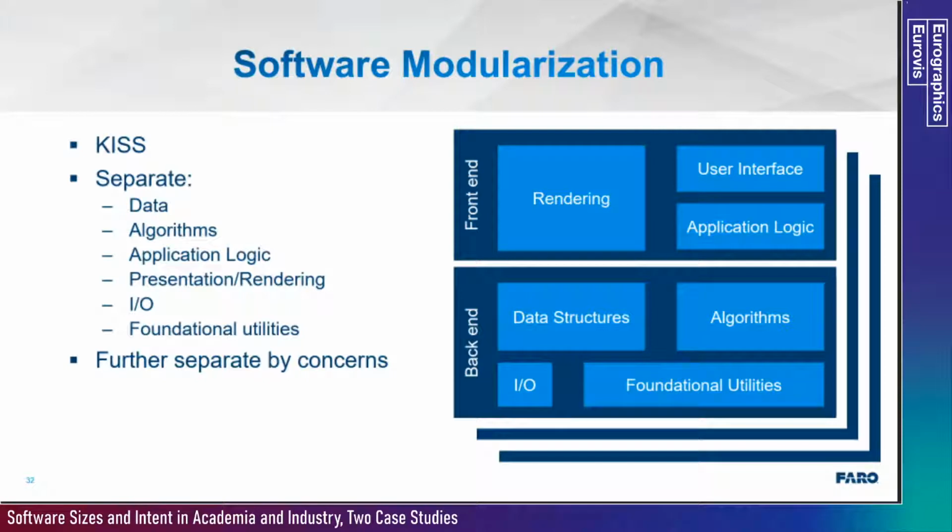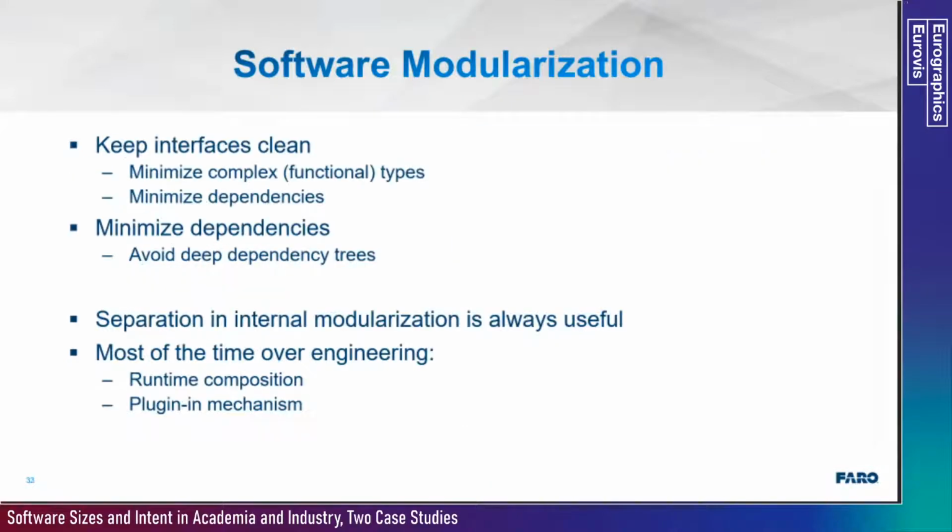And separating those into individual classes does not really introduce a lot of overhead. So my recommendation clearly is do that. Separate by functionality, and then separate further by concerns, for example by different data types or something like that. Keep your interfaces clean and simple. Minimize what you have there.